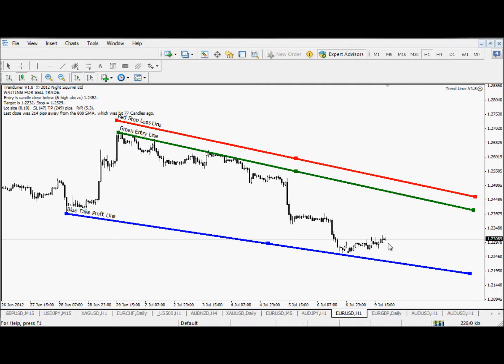Now in this example, if price comes up here, closes above this trend line and keeps on going, no trade is opened. If the price goes above here and then closes back below it again, as you might get here in a rejection, we will open the trade back down to this trend line. And you can see that it says here that we're waiting for a sell trade, and it's looking for a candle close below this line but with a high above that line.